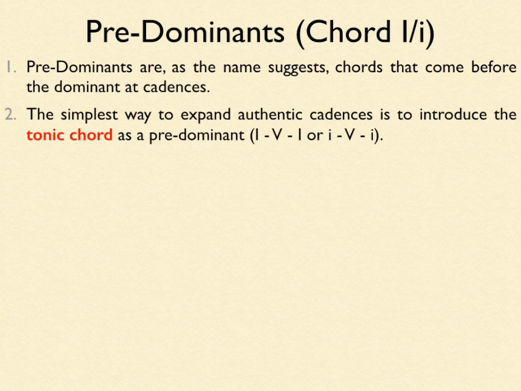The simplest way to expand authentic cadences is to introduce the tonic chord again as a predominant. So in other words, in major keys, that would be chord I-V-I, or your tonic, dominant, tonic. And in minor keys, just watch out that your tonic is lowercase when you're analysing it because it's a minor chord. So again, tonic, dominant, tonic.